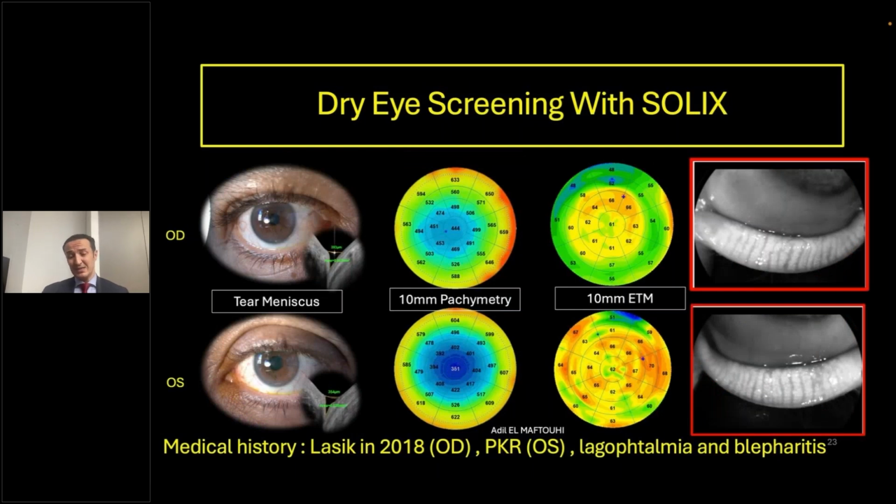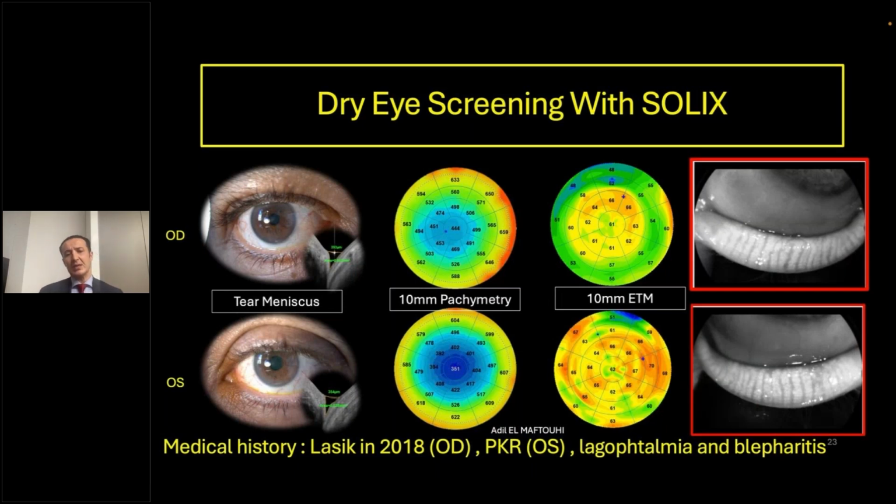So it makes sense that epithelium remodeling can affect probably the keratometry. Another case of a patient with a dry eye after refractive surgery. You can observe the scleral show more pronounced on the left eye.